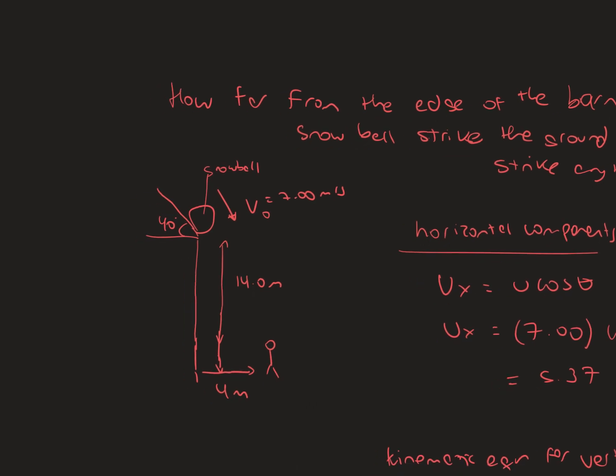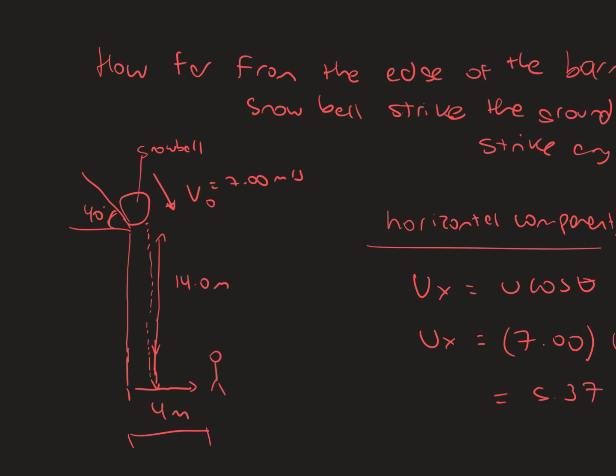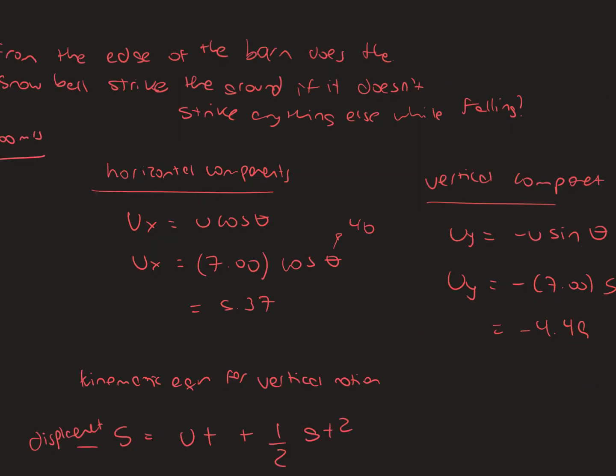So here's the snowball, and it's going in the downward direction, and there's a distance at the bottom of 14 meters. Now the angle given was 40 degrees, and the velocity was 7 meters per second, and the distance from the edge to the floor was 14 meters. So first thing we're going to do is find both the horizontal and the vertical components.